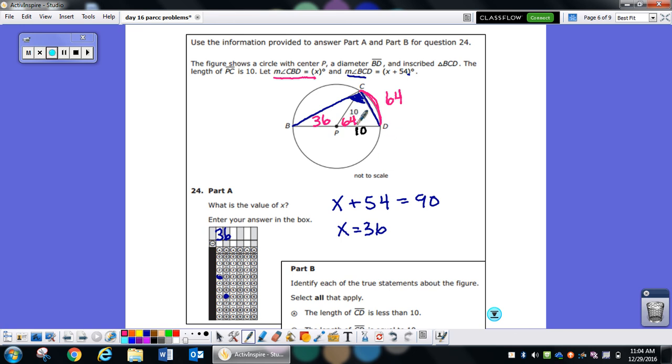And then you have an isosceles triangle, so you can find the base angles. So here's where it gets a little crazy. These base angles, if you find the missing angles of an isosceles triangle, end up being 54. Okay? So I'm going to pull this triangle out and say, hey, we got P, C, D. We have two 54s and a 64.